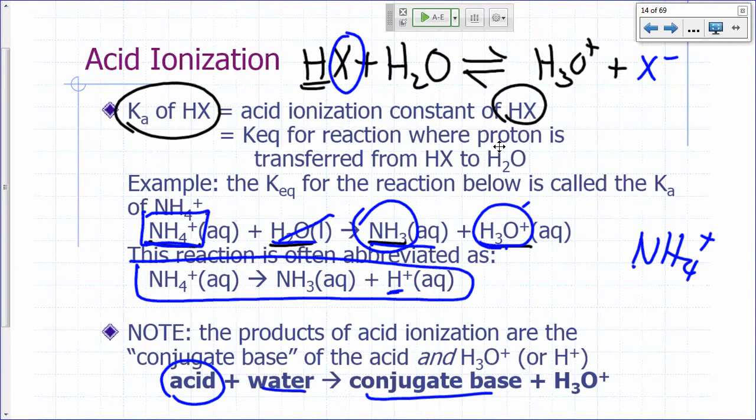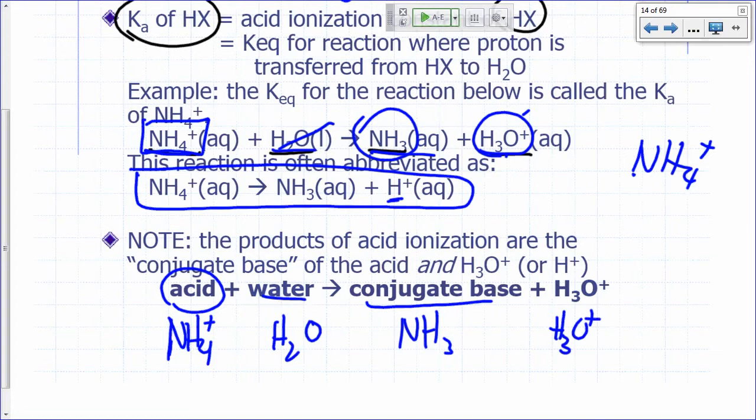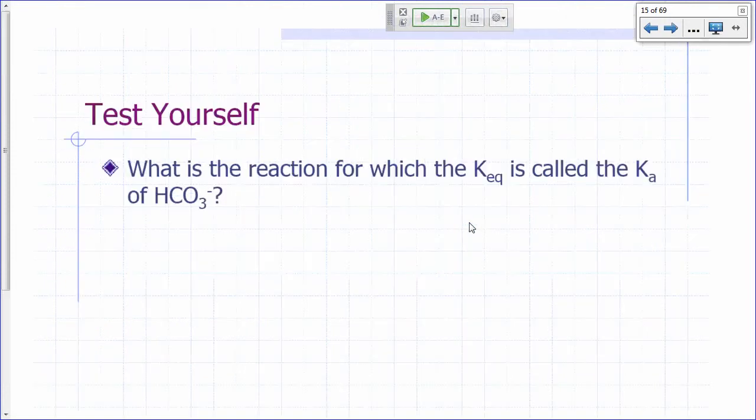So in this particular example, you can see that your acid, ammonium, reacts with water to give you its conjugate base, which is ammonia. Water gains a proton and produces the hydronium ion, its conjugate acid. So in the acid ionization, you have a reaction with water that leads to the formation of H3O plus. The KEQ, the equilibrium constant for that, is called the Ka of the acid.